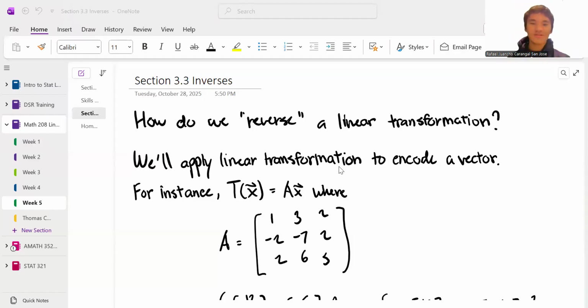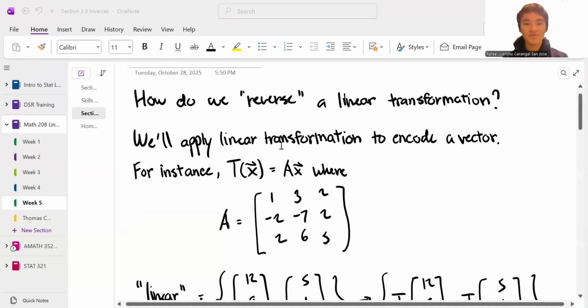So, today we're going to be continuing our linear algebra series, and we're going to talk about inverses. Here's the bottom line idea of what we're going to be doing: how do we reverse a linear transformation? Okay?